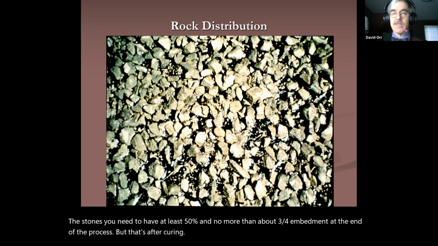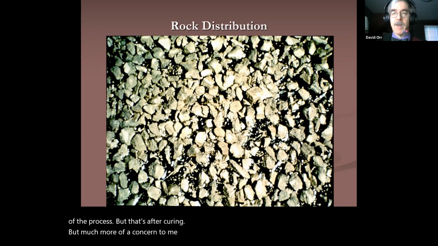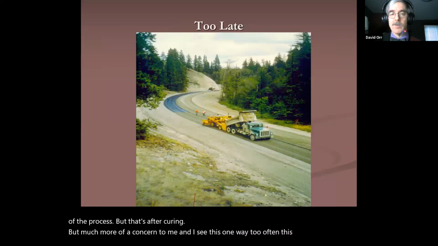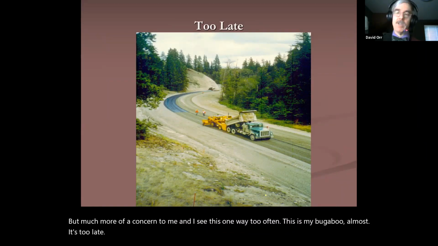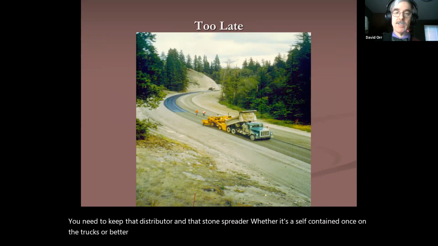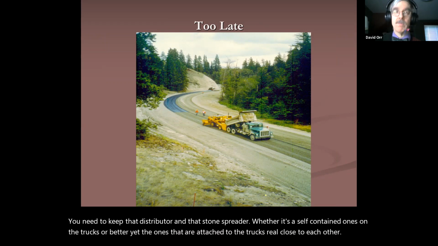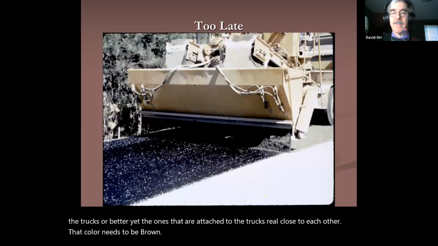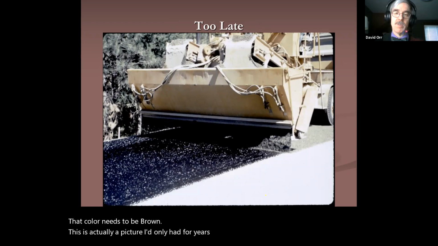But much more of a concern to me, and I see this one way too often, this is my pet bugaboo almost. It's too late. You need to keep that distributor and that stone spreader, whether it's a self-contained ones on the trucks or better yet, the ones that are attached to the trucks, real close to each other. That color needs to be brown. This is actually a picture I'd only had for years in black and white. It shows a nice sort of distributor going down the roadway. And I finally got a color copy of it. And I noticed something. The emulsion is black.